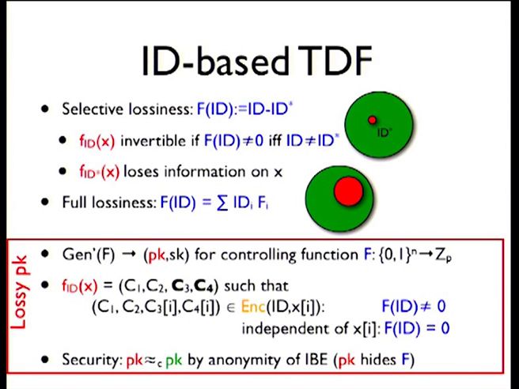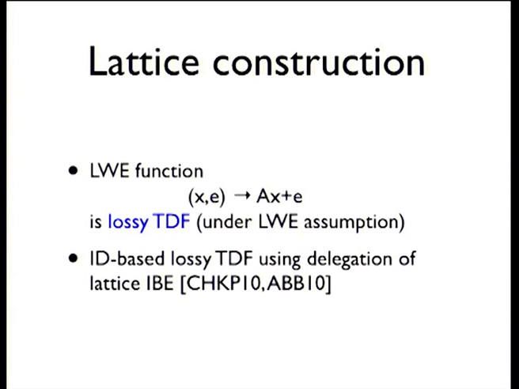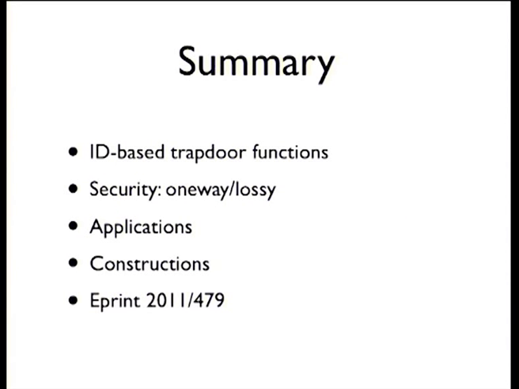In the adaptive setting, it's a little bit more difficult, and in the lossy case we use some Bernoulli distribution in order to mimic this setting. One thing about the lattice construction, which is actually interesting, is that we show the LWE function is a lossy trapdoor function, which came as a surprise to me, though to Chris it was folklore. This may be useful in other contexts as well. And in order to build the lossy trapdoor function, we used a combination of some known techniques. Okay, and that's about it.